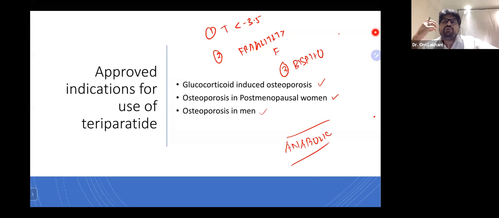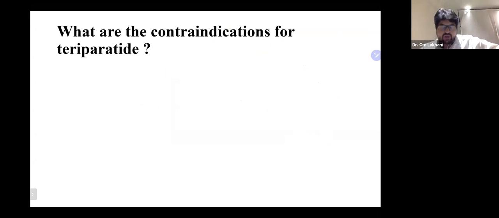So bisphosphonate prevents the resorption of bone, it prevents the breakdown of the bone, but teriparatide actually stimulates the formation of bone, which is completely different, right? So it actually has a positive impact rather than having to stop the negative impact. So that is the beauty of teriparatide.